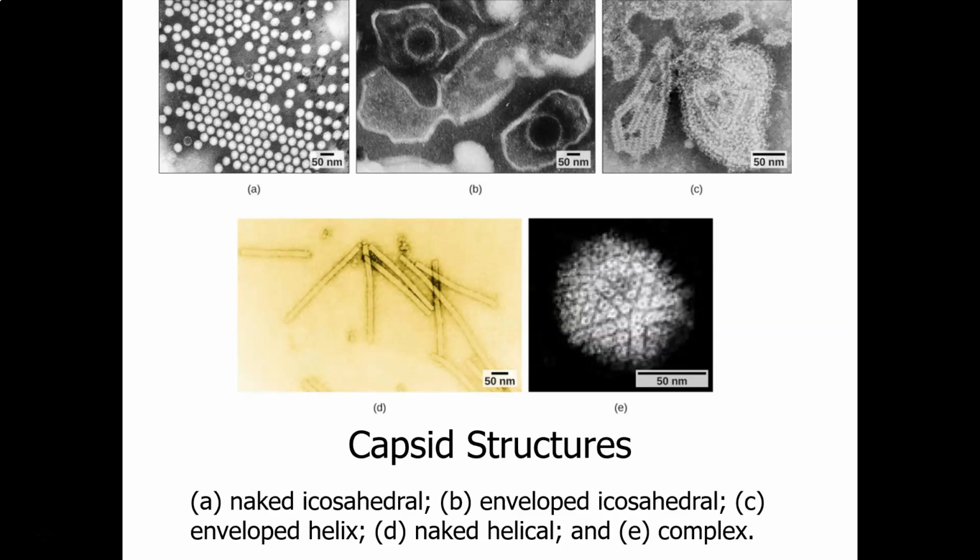And here's just some different images of viruses. This is naked icosahedral, like the adenovirus, and then enveloped icosahedral, like the rabies. Here, I'll write these. This is just pictures that could be. And so the rabies is an icosahedral capsid with an oval envelope outside of that.